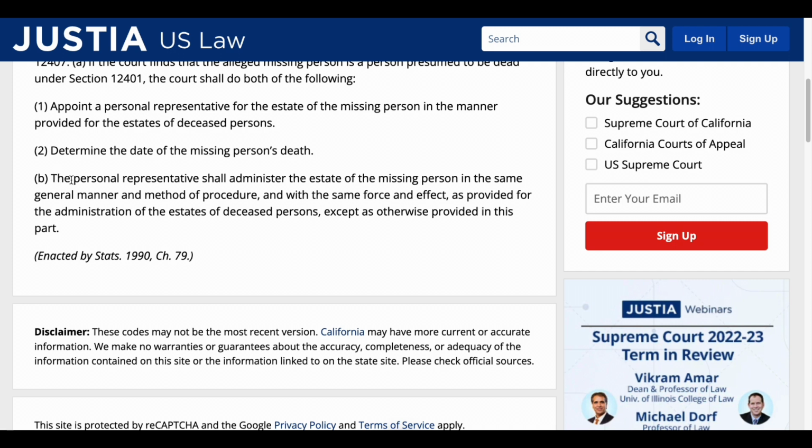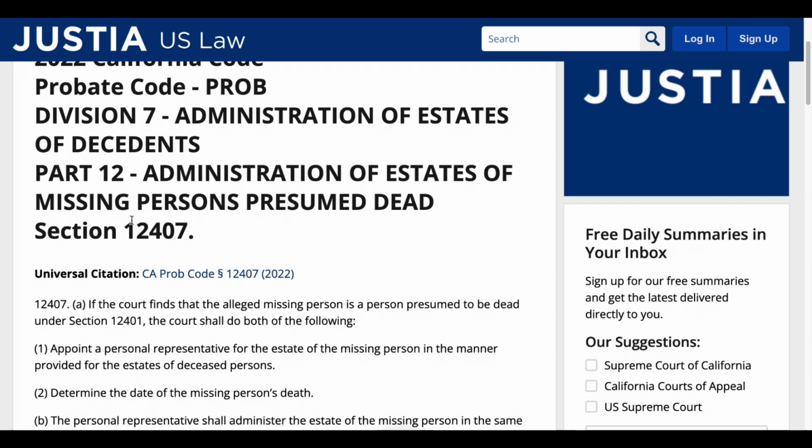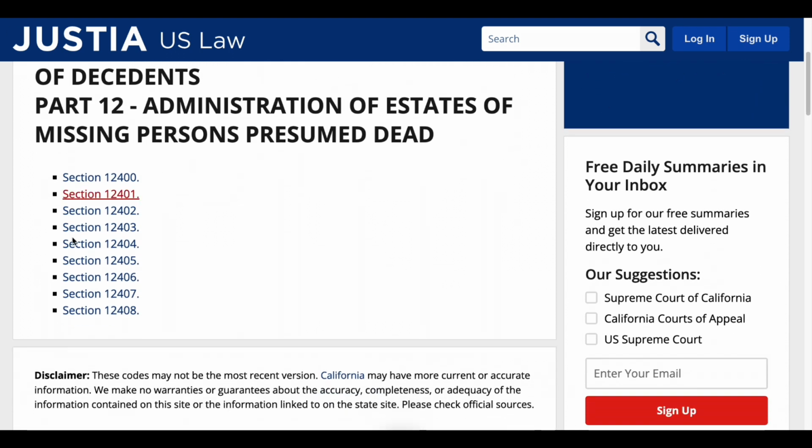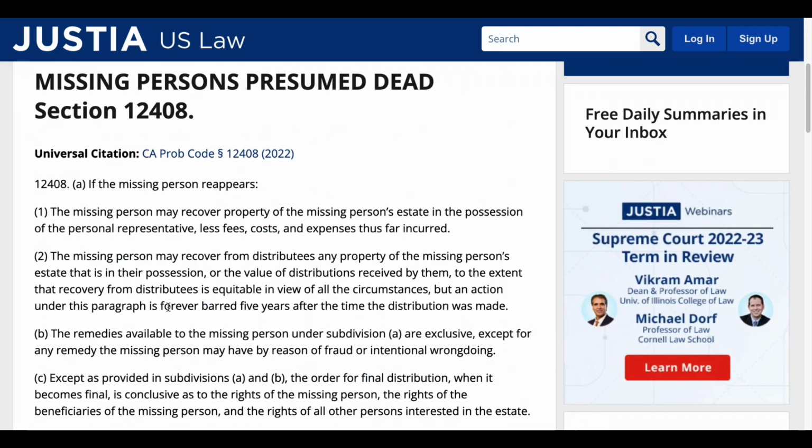The personal representative shall administer the estate of a missing person in the same general manner and method of procedure, and with the same force and effect as provided for the administration of estates of a deceased person, except as otherwise provided in this part. This is what they're doing. This is how they're doing it. They're letting y'all know exactly how they're doing it.